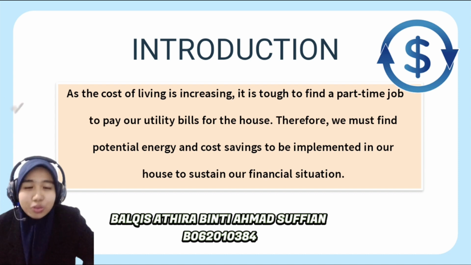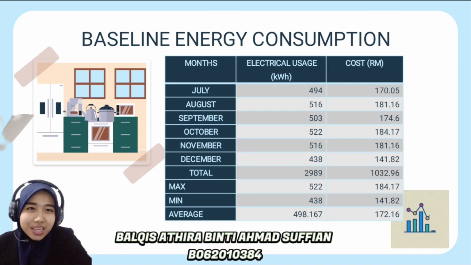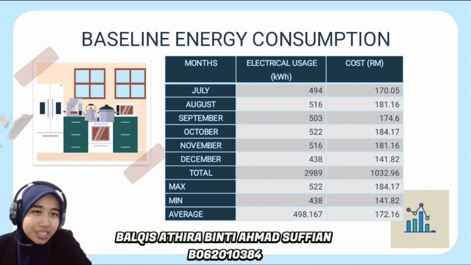For the baseline energy consumption for the past 6 months, from July to December: in July, the electrical usage is 494 and the cost is 170.05. In August, the electrical usage is 516 and the cost is 181.16. In September, the electrical usage is 503 and the cost is 174.6.